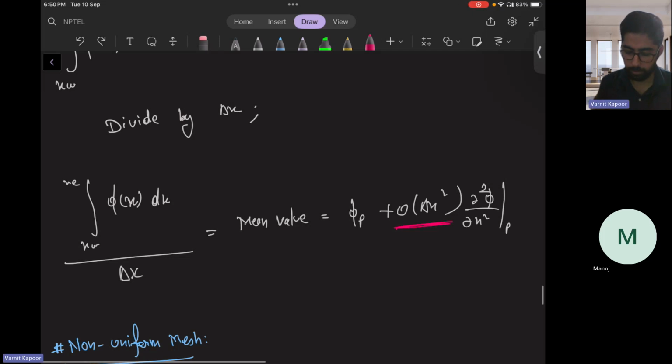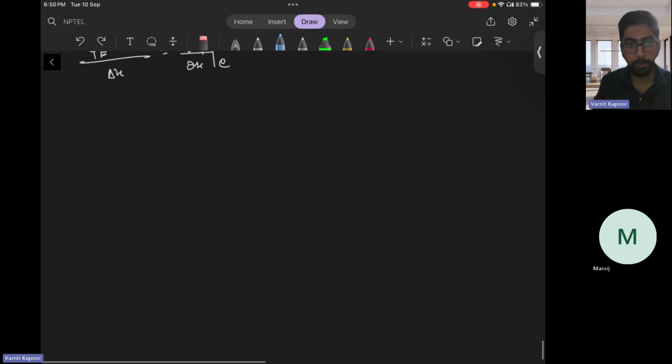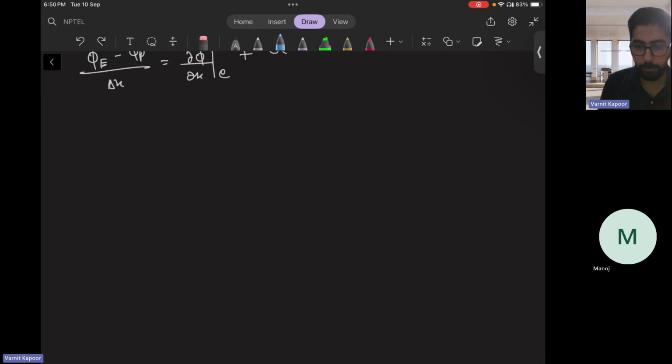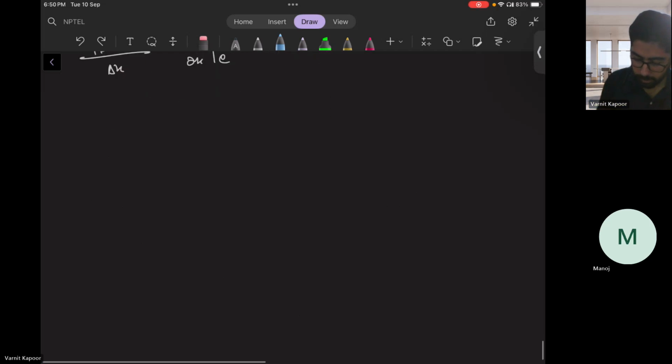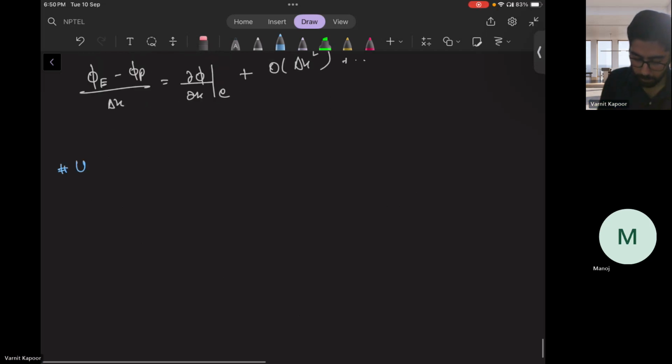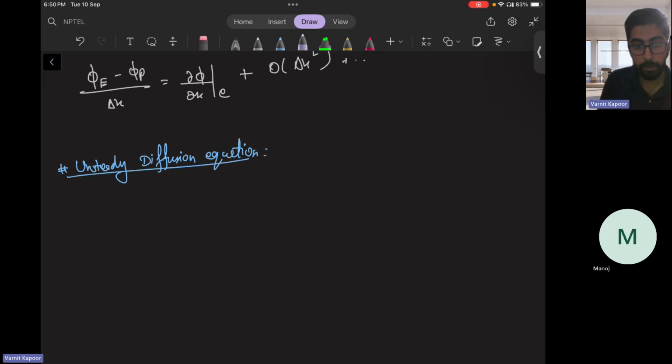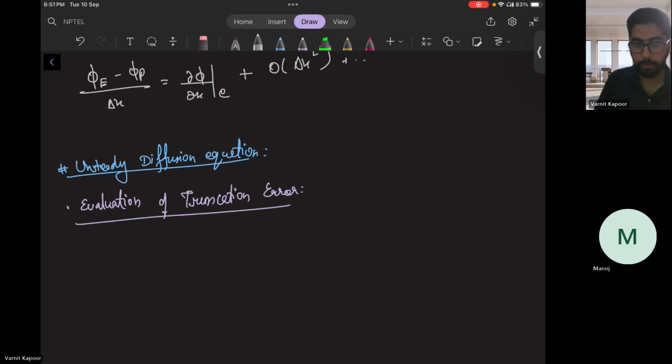Okay. Notes. Let's come to the unsteady diffusion equation for truncation error calculations. Unsteady, we will do the evaluation of truncation error. All right.